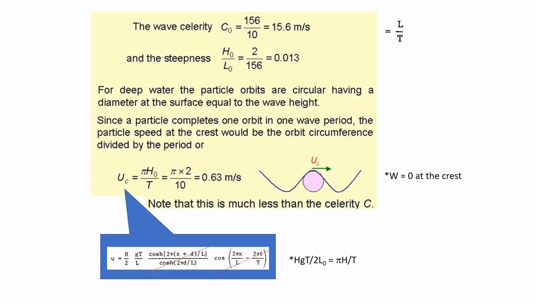After we have obtained the wave length, in order to get the wave celerity, we just need to compute it as L over T, so we get the wave celerity as 15.6 meter per second. Whereas for the wave steepness, it is the wave height H over the wavelength L, so we get the solution as 0.013.